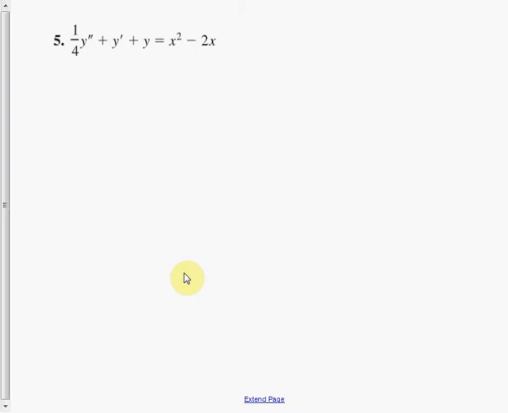We want to solve this problem by the superposition approach. So first, we break the problem up into two parts. We solve the homogeneous differential equation first.